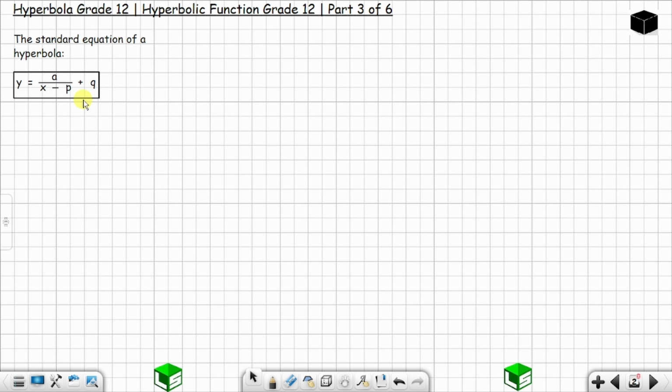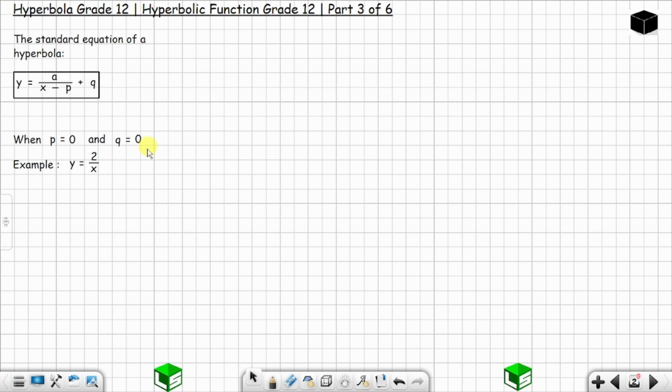We are going to see 4 examples that I believe will help you to understand the standard equation of a hyperbola. We start with a situation when p is equal to 0 and q is also equal to 0. For example, you have y is equal to 2 over x. You can see your p and q are not there, so p and q are equal to 0. So let's start with this example and try to understand how the equation of a hyperbola works.